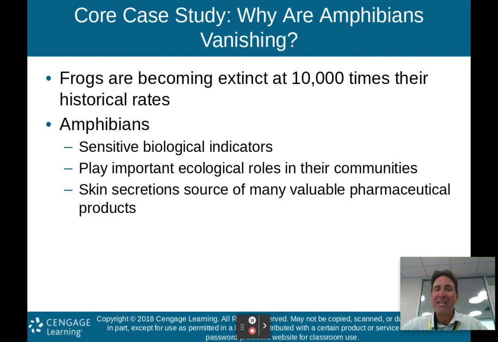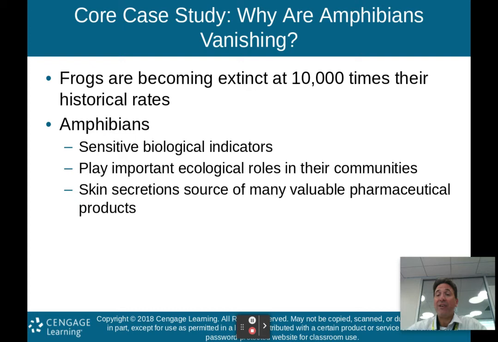Why are amphibians vanishing? So just a reminder, what is an amphibian? An amphibian is an animal that lives part of its life in the water, part of its life out on land, like a salamander or like a frog. They are very important. Amphibians are very sensitive biological indicators. They're very important to environmental science for a couple of reasons.